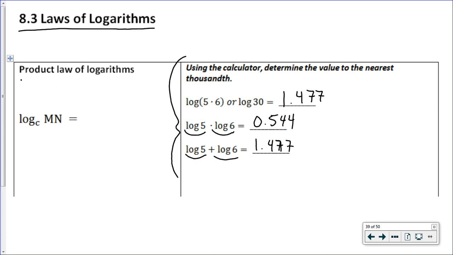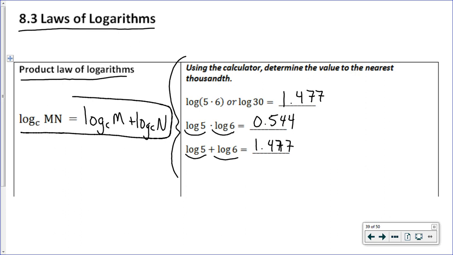So the product law of logarithms is illustrated in this example, that the log base c of m times n can be written as log c m plus log base c of n. And this is on your formula sheet. There's no need to memorize that, but there it is. This is similar to the exponent law, in which when I multiply two powers, I add the exponents. Similarly with a logarithm, when I multiply m times n, I can represent it as the sum of these two logs.